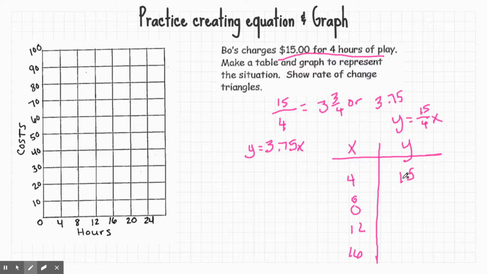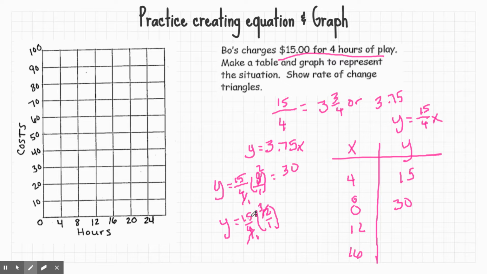Okay, well, if 4 hours is $15, then what does that mean 8's going to be? Well, we could plug it into our equation and do y equals 15 over 4 times 8. Okay, in order to do that, I've got to put 8 over 1. I'm going to cross reduce. 4 goes into 8 2 times. 15 times 2 is 30. Okay, now I'm going to do 12, and I'm going to do y equals 15 over 4 times 12. And again, I've got to put it over 1, and then cross reduce. 4 goes into 12 3 times. 15 times 3 is 45.